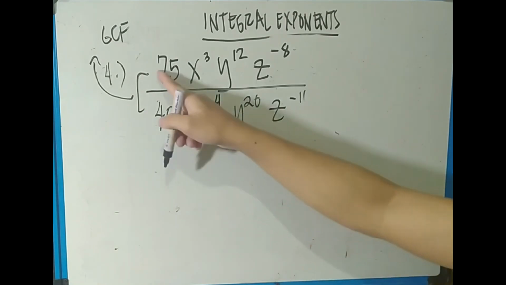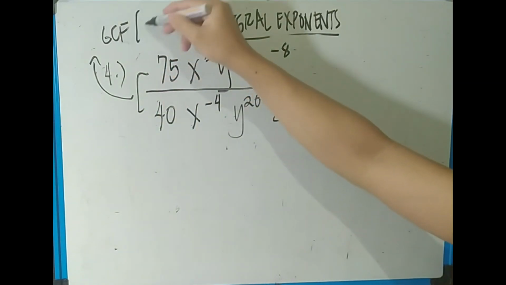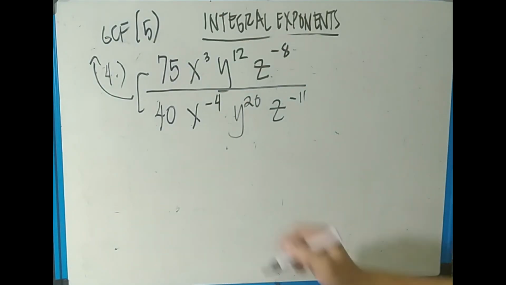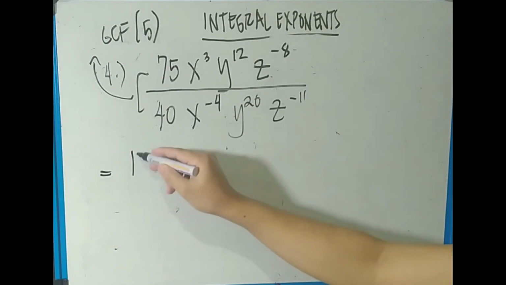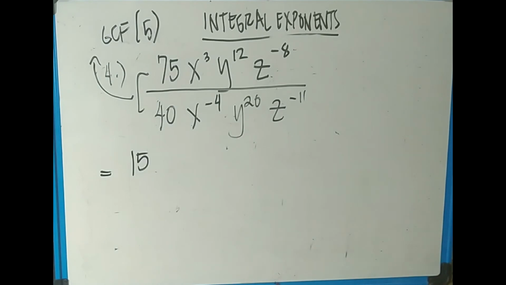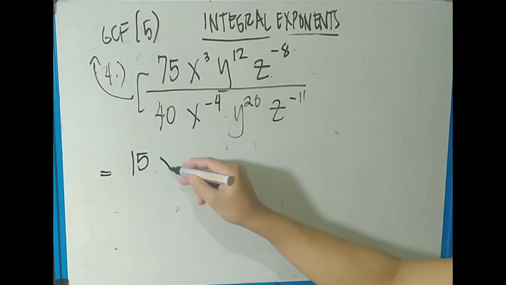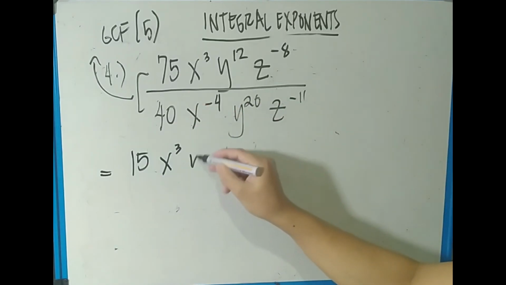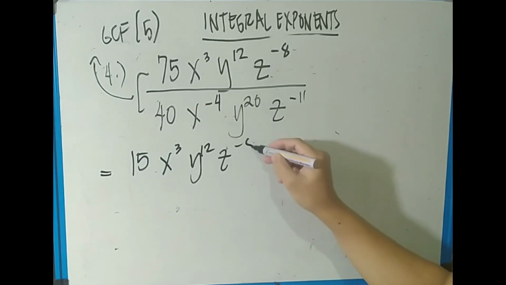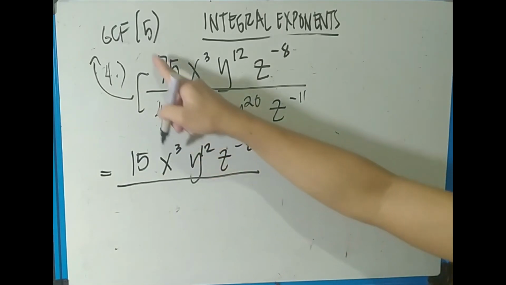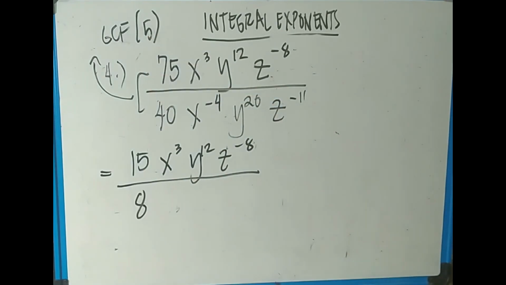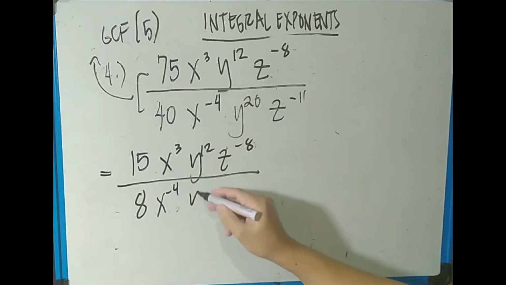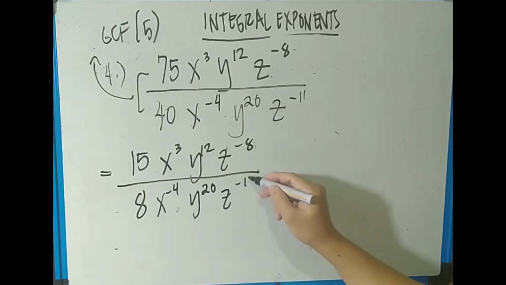So, pwedeng mag-divide ang 75 by 5, also ang 40 by 5. So, nakuha natin yung GCF na 5. Divide natin, we have 75 divided by 5 will give us 15. If you have your calculator, you can check. So, here, just copy. We have x cubed, y12, then z raised to negative 8, then all over. Since nag-divide tayo kanina, divide tayo dito sa baba. So, 40 divided by 5 will give us 8, since 8 times 5 is 40. Just copy x raised to negative 4, y raised to 20, and z raised to negative 11.